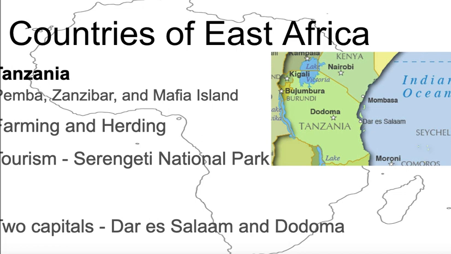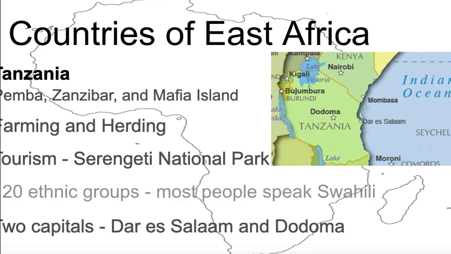Tourism is really a fast growing industry there and continues to grow because of the Serengeti National Park. It covers 5,600 square miles. It's got lions and wild dogs, and they hunt thousands of zebras, wildebeests, and antelopes. So you can see why tourists would be eager to go there and see these kinds of animals.